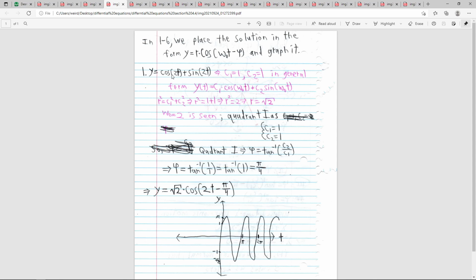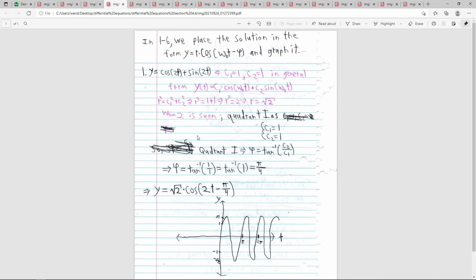So y equals cosine of 2t plus sine of 2t. Very simple. Just c1 equals 2 and c2 equals 1 in the general form, y(t) equals c1 times cosine omega naught t plus c2 times sine of omega naught t, for comparison's sake. So r squared is equal to 1 plus 1, so r squared is equal to 2 basically. That's what it comes up to. So r equals square root of 2.